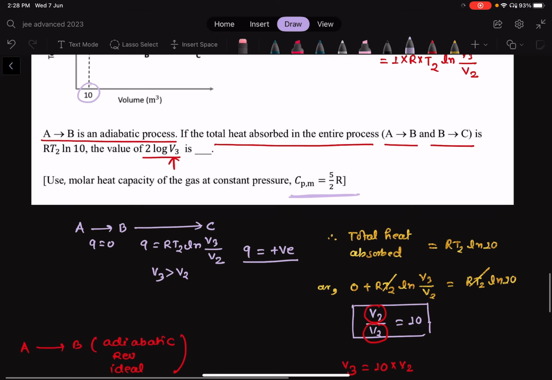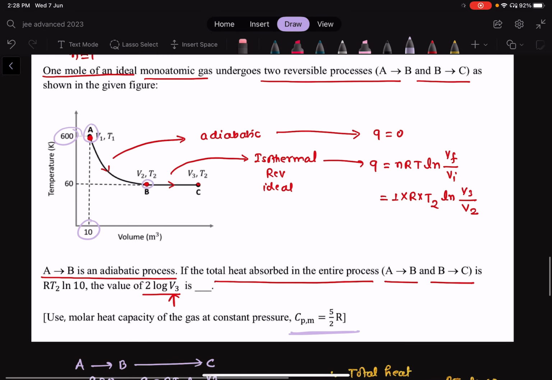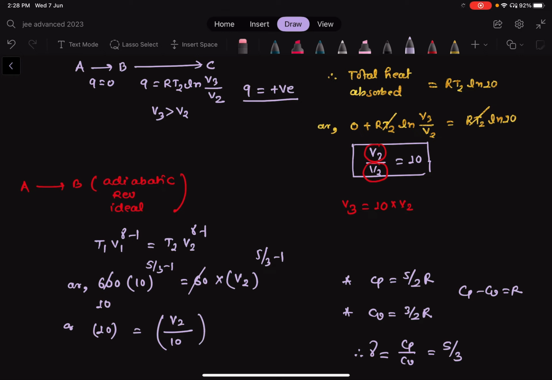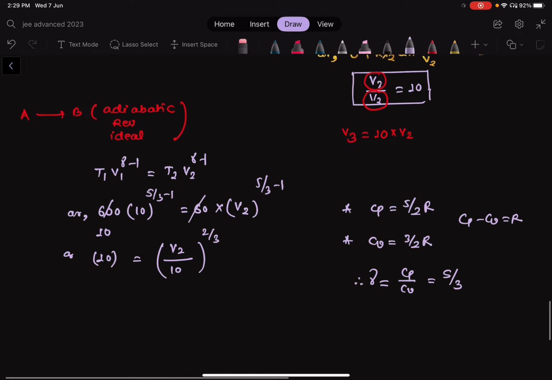T2 value is also given. You can see that at the point B the temperature is given as 60 Kelvin. So 60 we can write, and volume V2 that we need to determine, with gamma as 5 by 3 minus 1. So this value will get cancelled, so it will become 10, and from there we get V2 by 10 to the power 5 by 3 minus 1, that will be equal to 2 by 3. So from there we can get the value of V2. V2 will be equal to 10 to the power 3 by 2 into 10. So this is the value of V2.